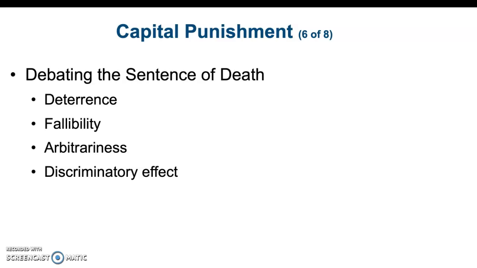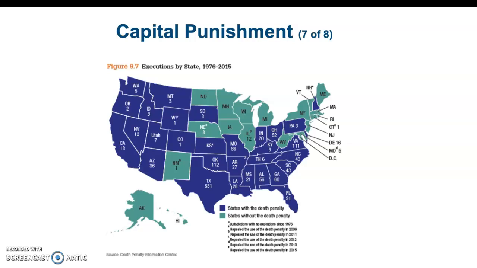So those are some of the arguments, and here's a list of the states with the death penalty, and those without. The dark blue states have the death penalty, and that greenish color is states without. So there's a lot more with than without.